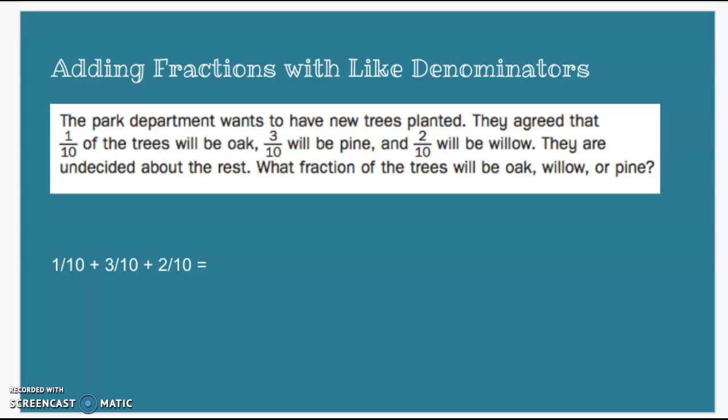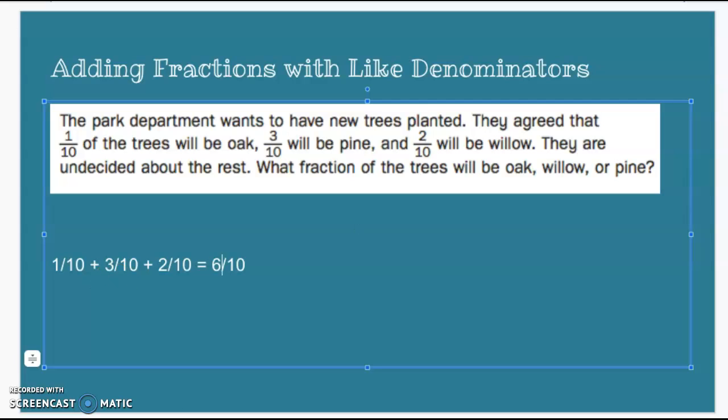When I'm adding fractions with the same denominator, I want to remind you, your denominator will not change. It will always stay tenths because all your other numbers are tenths as well. What you do need to worry about is adding your numerators. So I need to add 1 plus 3 plus 2. I know altogether that's going to give me 6. So 6/10 of the trees will be pine, willow, and oak.